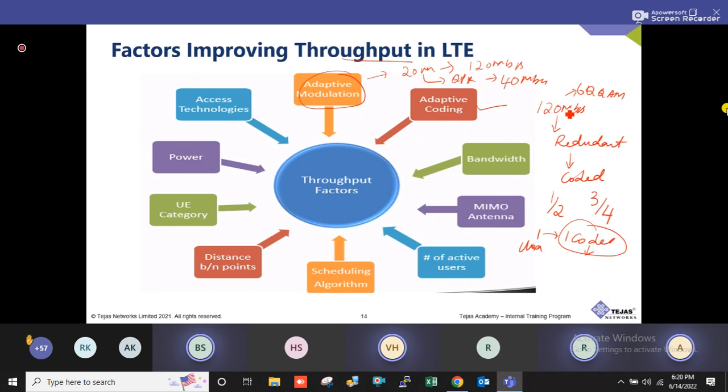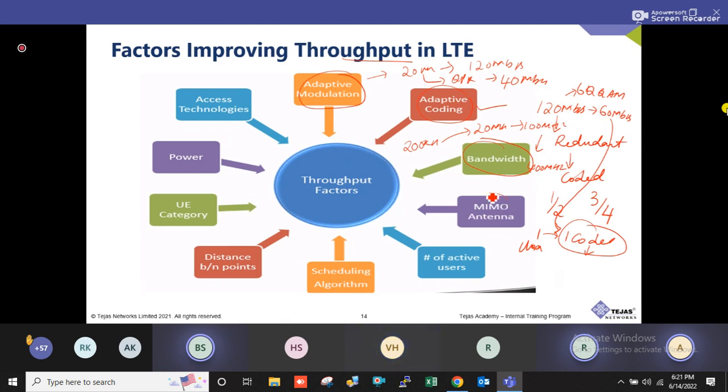Now, if my actual throughput is 120 Mbps, only 60 Mbps will be user throughput. The remaining 60 Mbps will be used for coding. So coding will also have an effect on your data rate. It's very important. Next thing is bandwidth. I think we already discussed this. From 2G 200 kilohertz, we have moved towards 20 megahertz. In LTE Advanced, we have gone to 100 megahertz. In 5G, we have gone up to 400 megahertz. So you can see clearly bandwidth plays a very vital role in increasing your data rate.